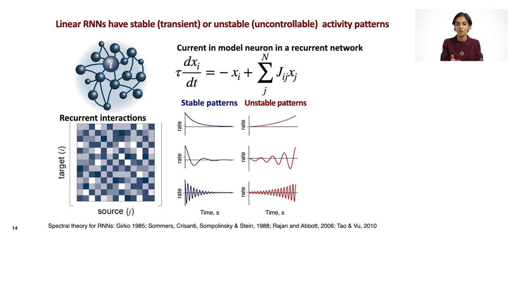The stable patterns are all transient, and they all go to a trivial fixed point. The unstable ones are uncontrollable. Except with extreme fine-tuning, you can't get any other behavior from linear recurrent neural networks.